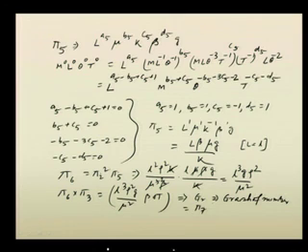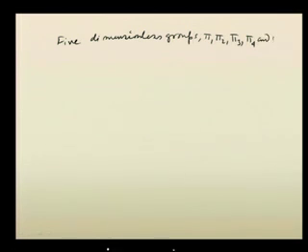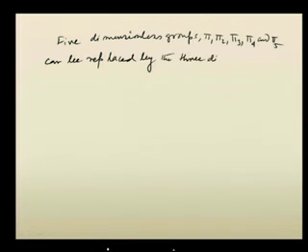So, finally, the 5 dimensionless groups pi 1, pi 2, pi 3, pi 4 and pi 5 can be replaced by the 3 dimensionless groups: pi 1, then pi 4 and pi 7.